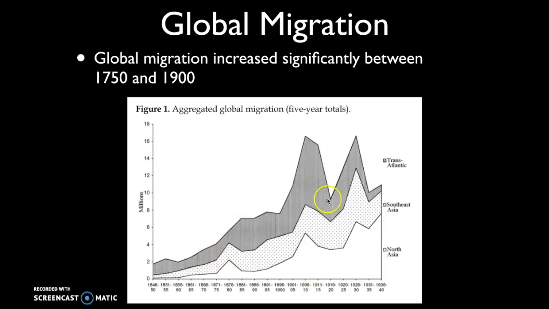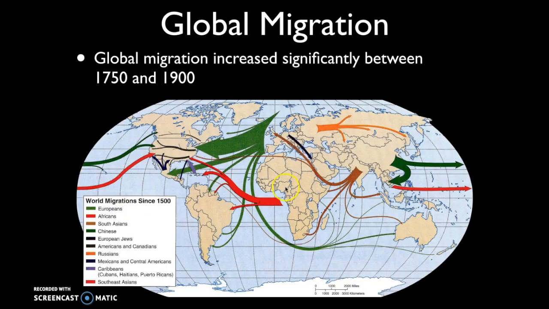Some students always ask about these dips, and this particular dip with respect to transatlantic migration, right around 1914 to 1920, represents World War I. Here we see another dip for World War II. So we can see it represented on this map, right?